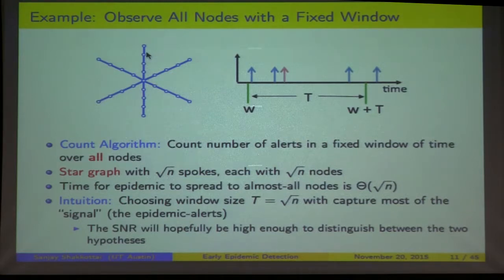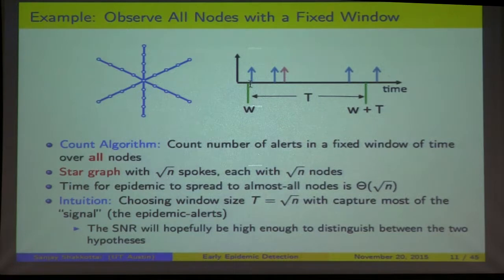Then, in which case, what happens here? Well, let me choose a window of time capital T equal to root n, and instead of counting just the number of blips which I see at this one node, I'll compute the total number of blips over the entire network. What happens?